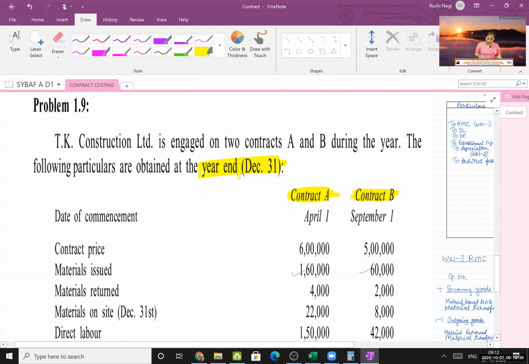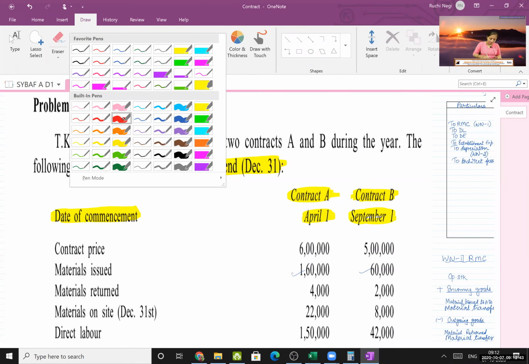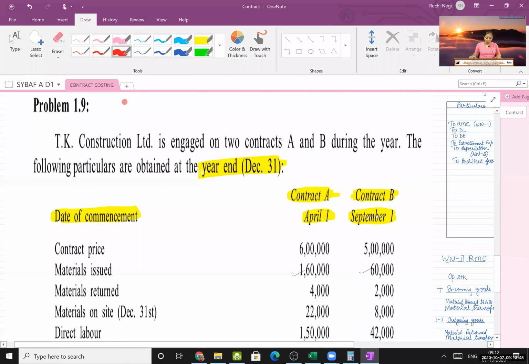And see, this is new. We haven't done this last Sunday. Date of commencement. So 1st April and here 1st September. So the contract started on 1st April. For the first one, contract A, 1st April. So April to December. So April, May, June, July, August, September, October, November, December. It comes to 9 months. So this is a 9 months contract.